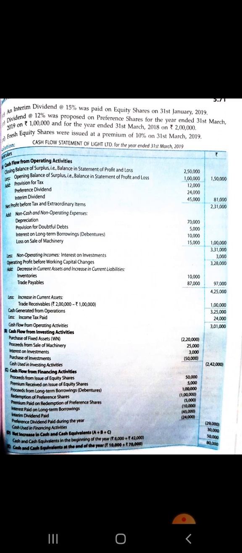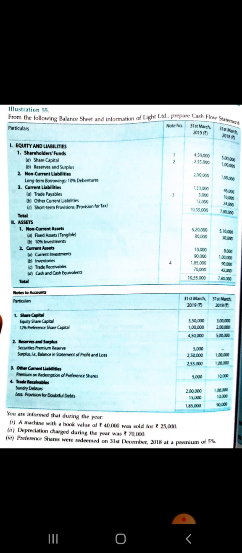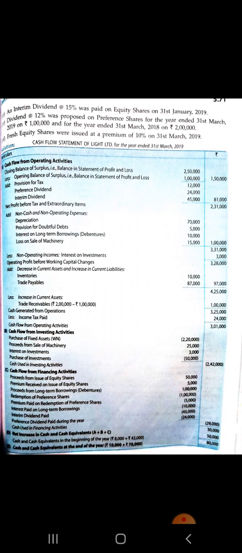Cash flow statement, closing balance of surplus, that is the difference of a statement of profit and loss, 2 lakh 50,000 and 1 lakh, rupees 1 lakh 50,000. Provision for taxation, previous year's amount 24,000, current year's amount 12,000. Provision for tax 12,000 is added to the profit.